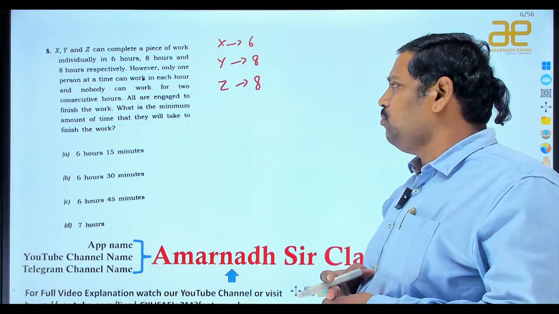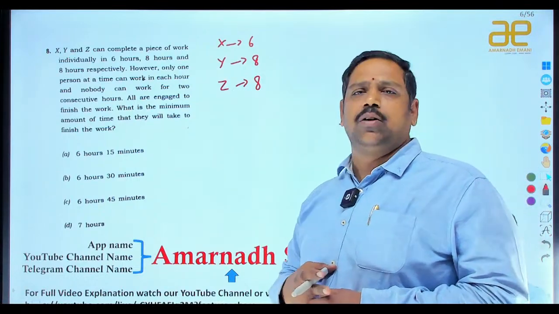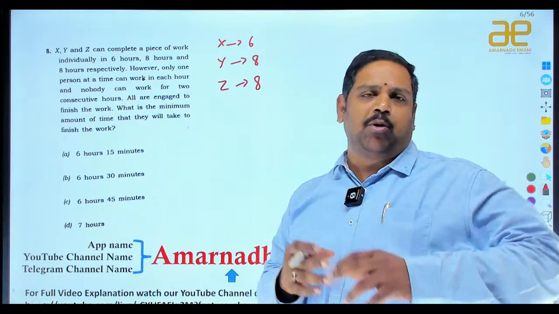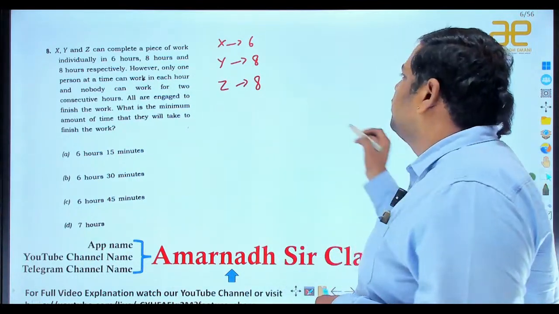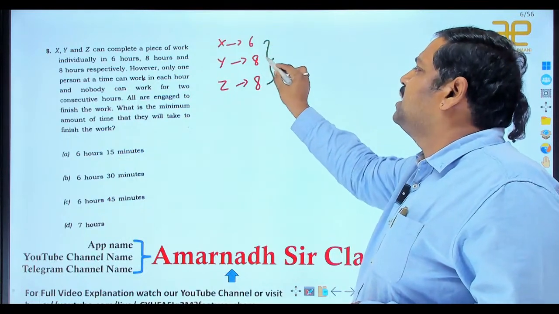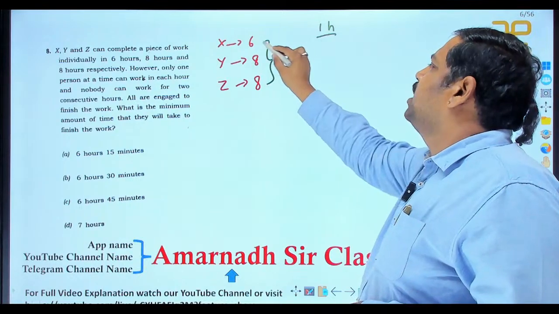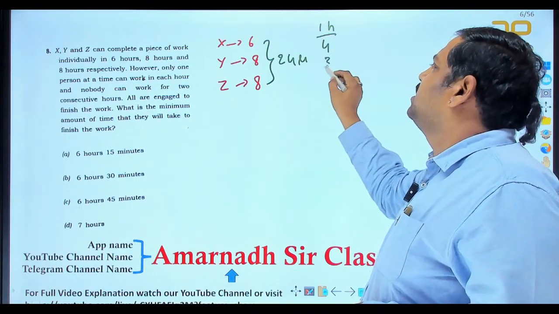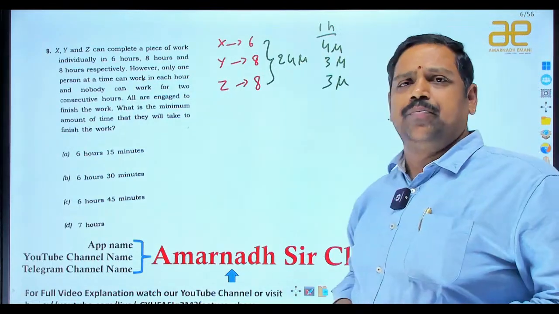What is the minimum amount of time that they will take to finish the work? So he's asking for the minimum amount of time. If you want the minimum amount of time, as usual, take the LCM. 6, 8 and 8 means 24 units is the total work. In 1 hour, X completes 24 by 6, which is 4, and this is 3 and this is 3.